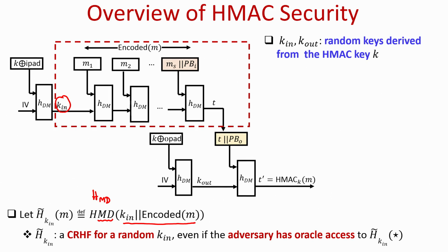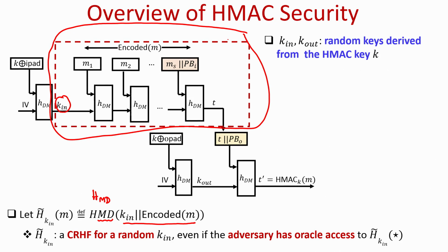So, you can imagine in some way that the function we have computed by applying the Merkle-Damgard transformation on the encoded input, concatenated with k in, defines a keyed hash function, which I denote as h tilde. And we can prove that this function h tilde k in constitutes a collision resistant hash function, even if the adversary has seen a polynomial number of outputs of this keyed hash function for several messages of its choice.